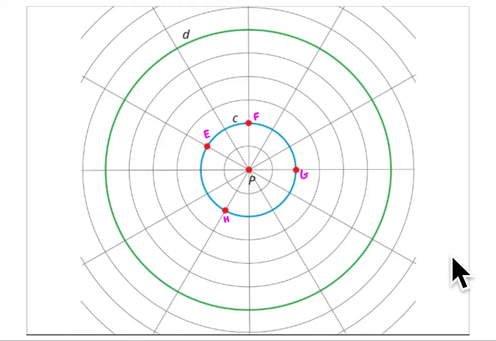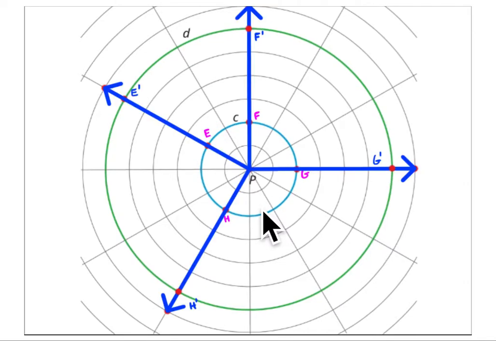All right, so the activity says to place 4 points on the blue circle and label them. So we're going to label them E, F, G, and H. And then draw rays out from the circle through each of those points. So I'm going to draw these blue rays out from the center of the circle from point P through each of those points. And then I'm going to label where that ray intersects the larger circle, the green circle. Those points get labeled E prime, F prime, G prime, and H prime. E, F, G, and H, and E prime, F prime, G prime, and H prime.